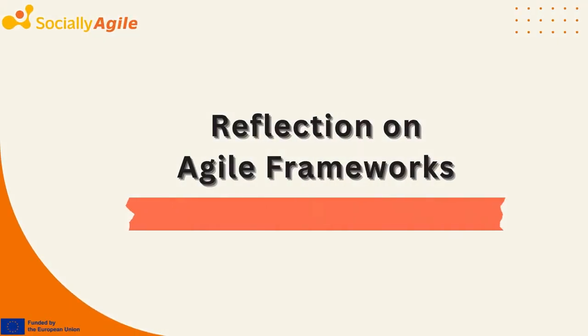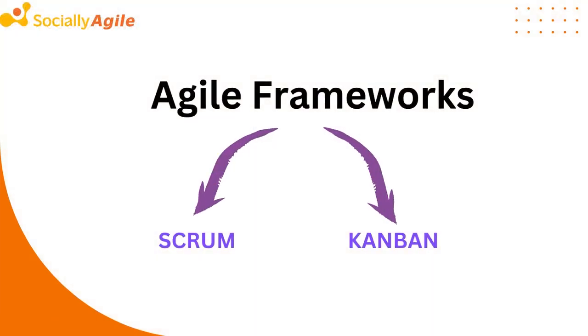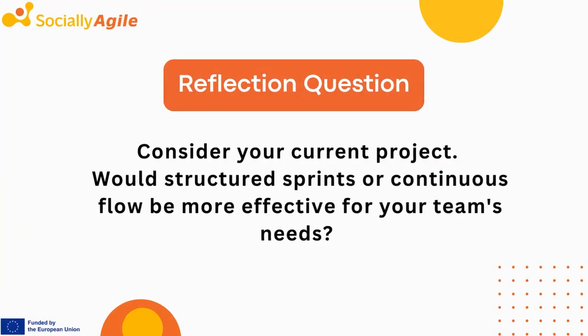In the Agile world, two popular frameworks, Scrum and Kanban, offer different approaches to managing work. Scrum is structured with sprints, while Kanban focuses on continuous flow. Now, let's take a moment to reflect on your team's needs. Consider your current project. Would structured sprints or continuous flow be more effective for your team's needs? Pause the video to write down your thoughts.